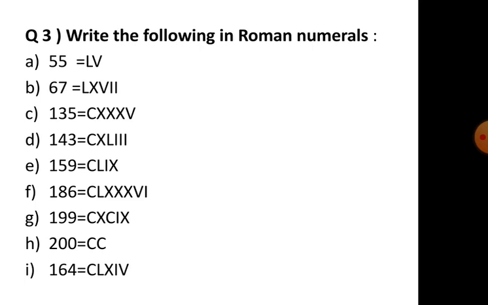200 is CC. And 164. 164 means 100 means C. 60 means 50 plus 10. 64, IV.